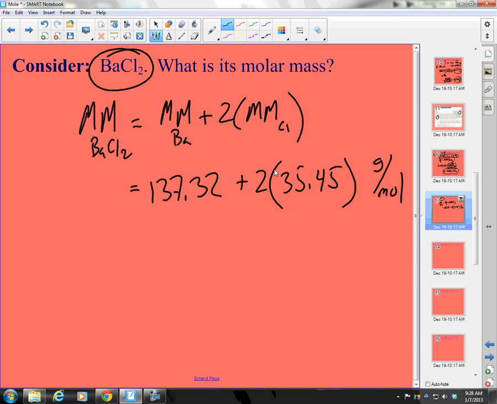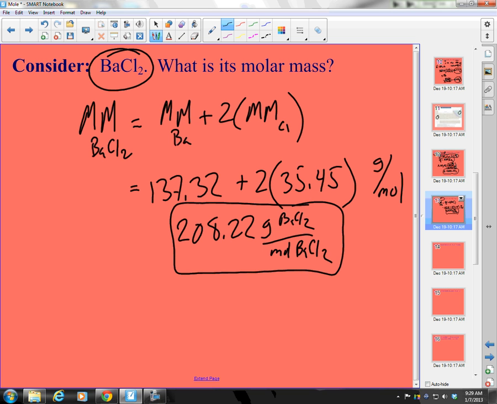So here, let's do it. 35.45 times 2. Got it? Plus 137.32. What do I get out of that? I get 208.22 grams of barium chloride per mole of barium chloride. Excellent. There we go. Hey, this is easy.